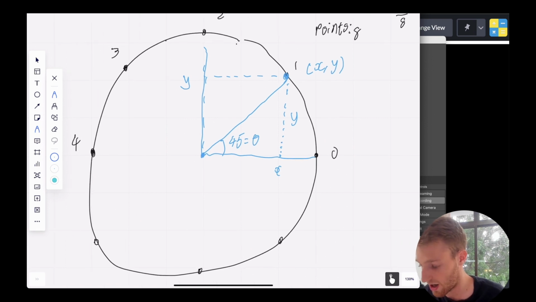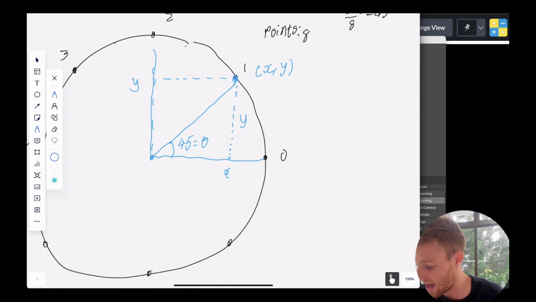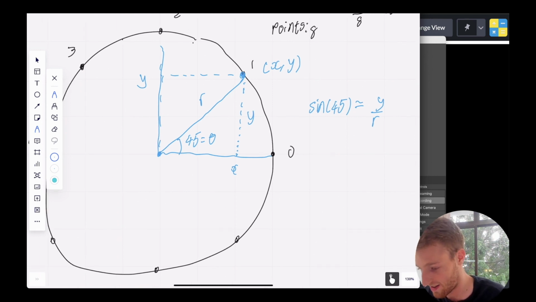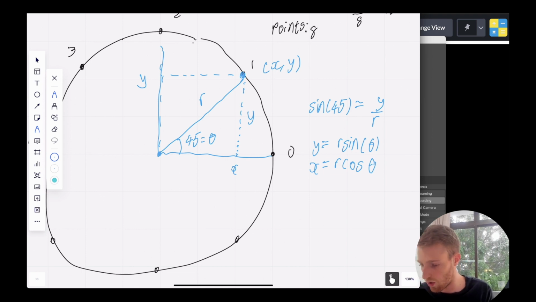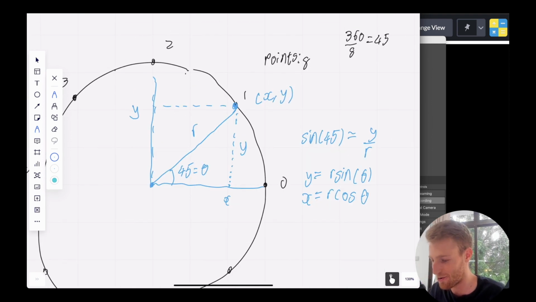Now in order to find what our y or our x is, we know that the sine of 45 is equal to the opposite over the hypotenuse, which is y over r. This is y, this is r. And we know that our r is whatever we've defined our radius to be. Let's say our radius is 200, whatever it might be. So we know that our y is equal to r sine of theta, and our x is equal to r cos of theta. Okay, cool. That is pretty much all the math that we need to know in order to do it.